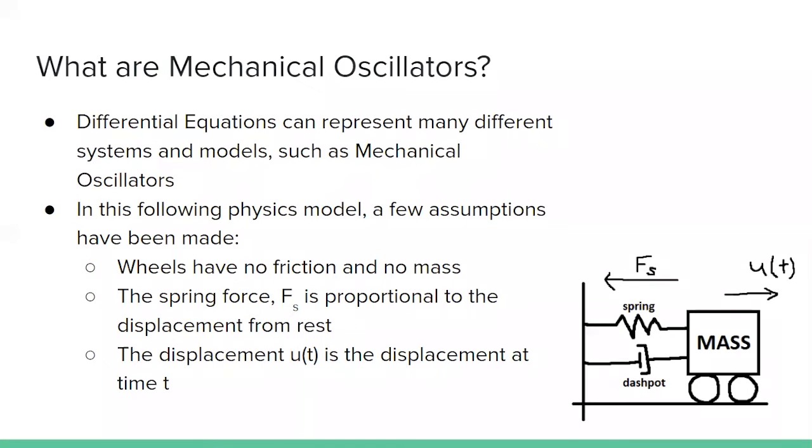So to start off with, what are mechanical oscillators? Differential equations can represent many different models, and one of them is mechanical oscillators, which are a kind of physics model. I've drawn it out at the bottom right, and you can see there's a mass connected to a wall with a spring and a dashpot. In this physics model, we've made a few assumptions. The wheels are assumed to have no friction and no mass. The spring force is proportional to the displacement from rest, and the displacement is called u of t.